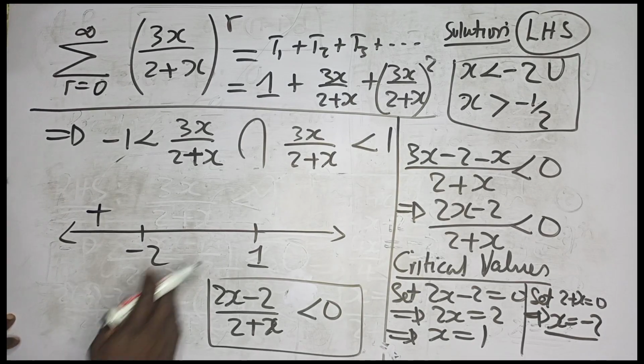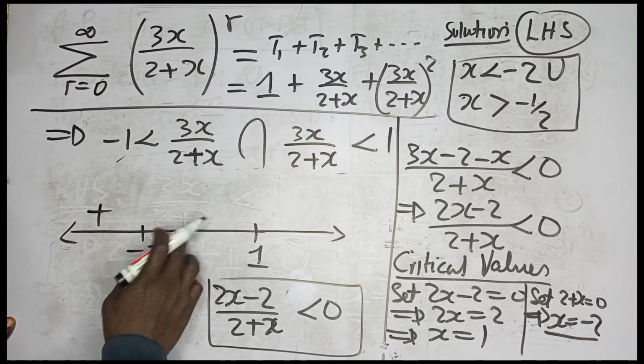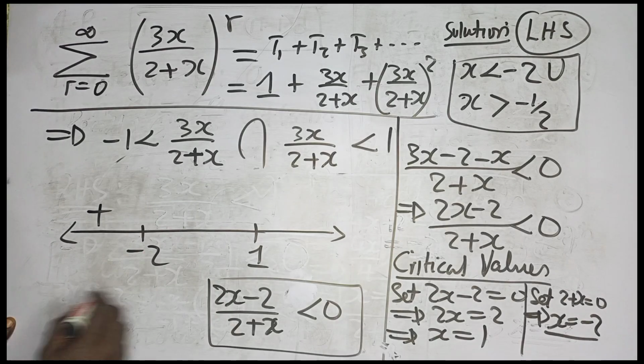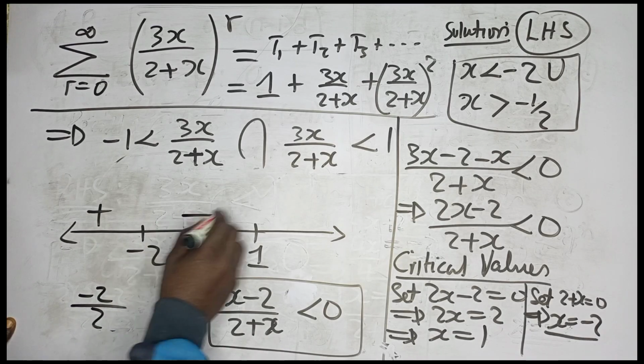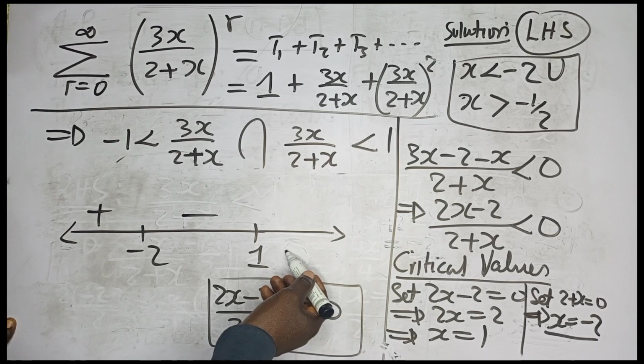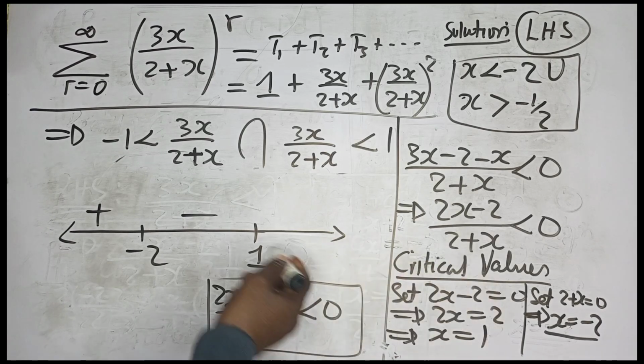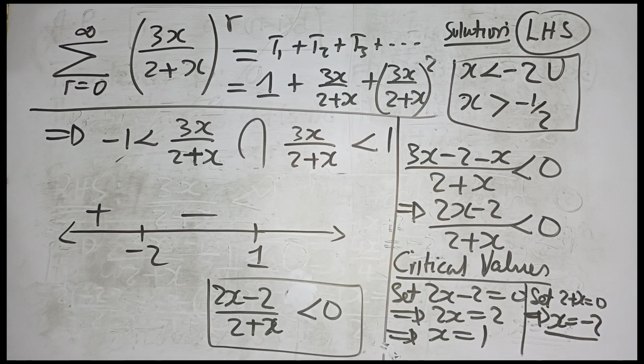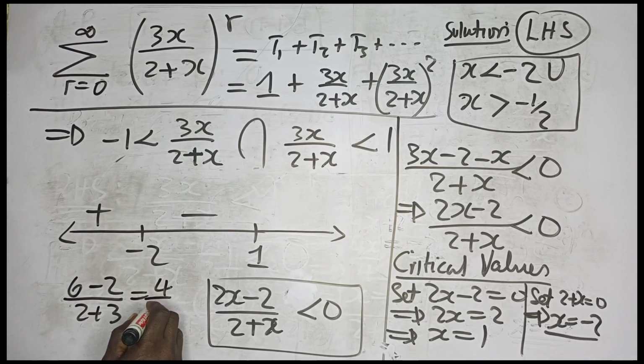Let's take a value in this zone. Clearly 0 is a good value to take in this zone. So we'll have 0 here. We're left with -2, and 0 in the denominator gives +2. Negative divided by positive, negative. Let's take a value here, for example 3, 5, 10, any number greater than 1. So let's take 3. We put it there, we're going to have 6 minus 2 all over 2 plus 3. This gives us 4 all over 5, positive.